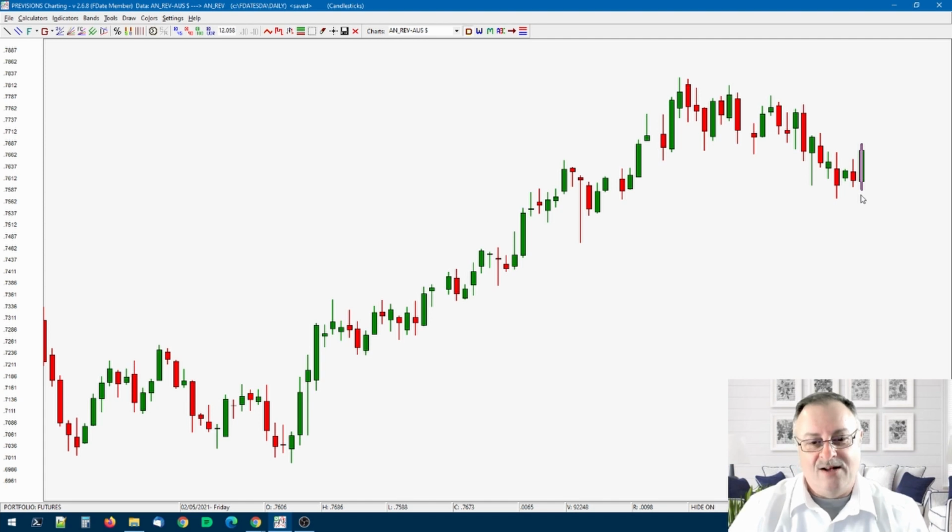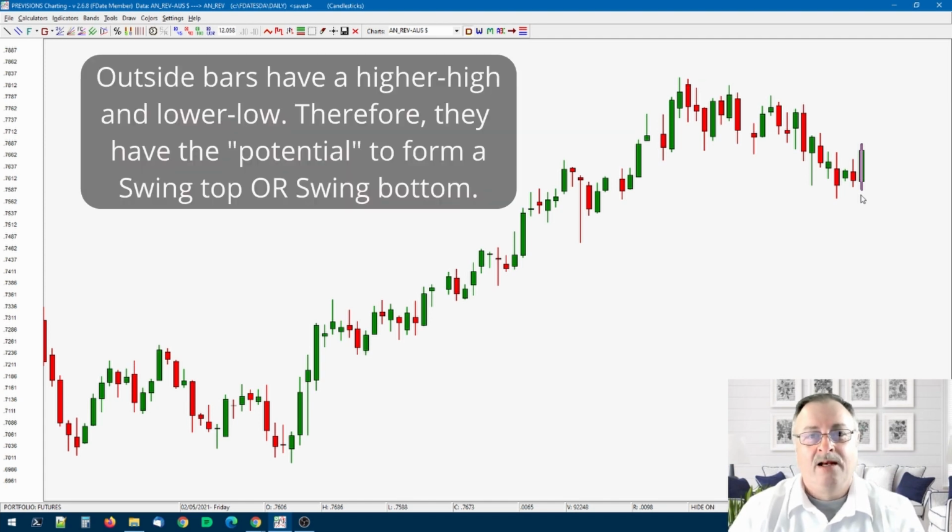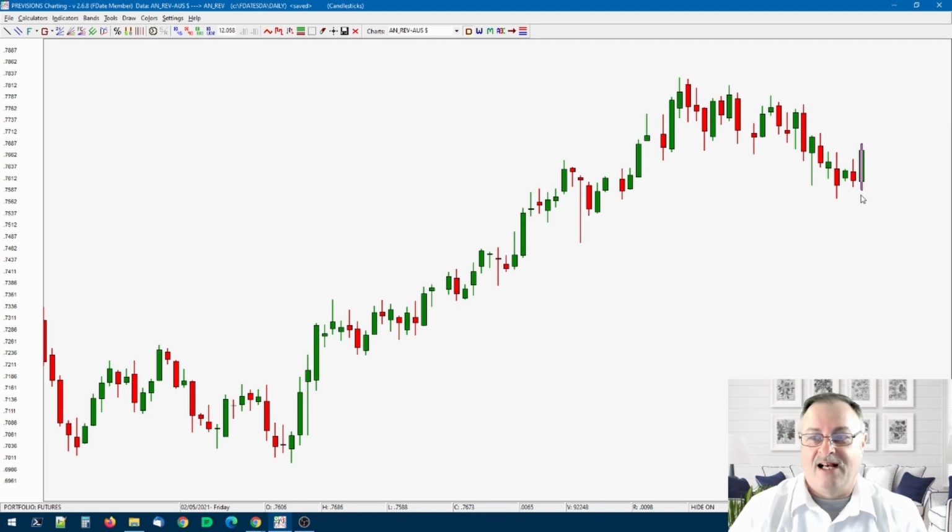And what does an outside bar have the potential to become? A swing top or a swing bottom, right? It has a lower low and a higher high. It could be one or the other. For it to be a possible swing bottom, we've already discussed it, it has to eventually be followed by a higher high. But for it to be a swing top, it must be followed by a lower low.